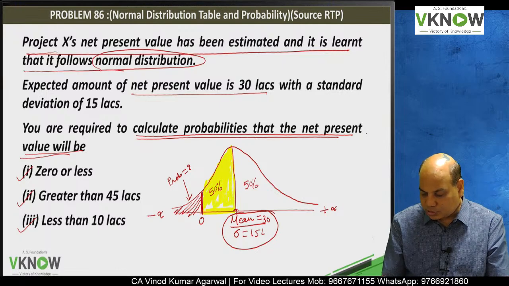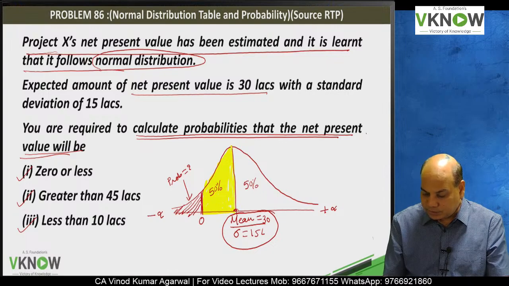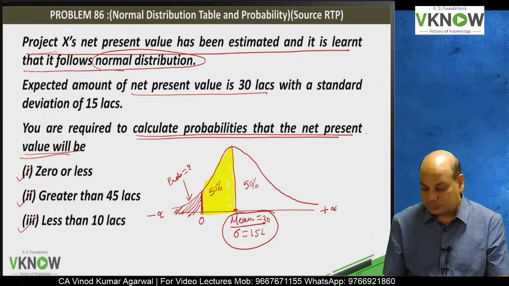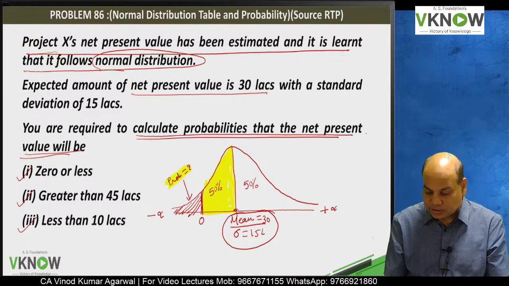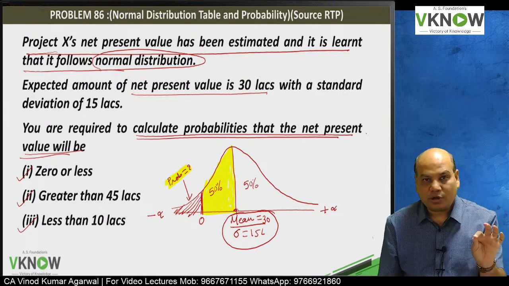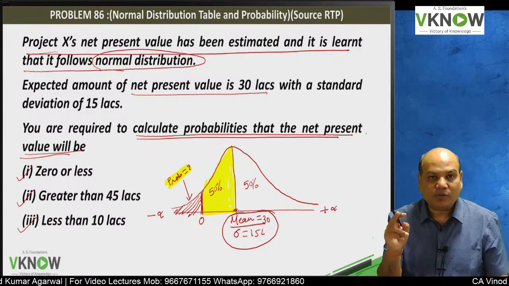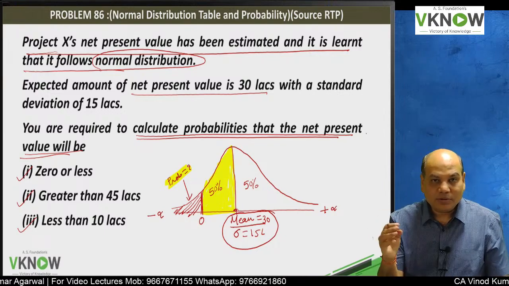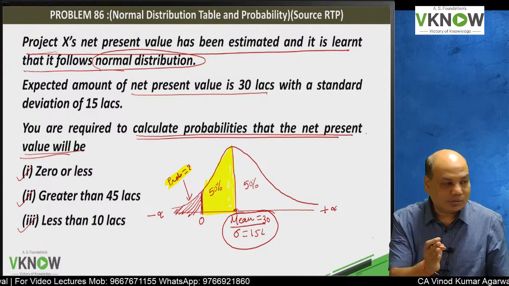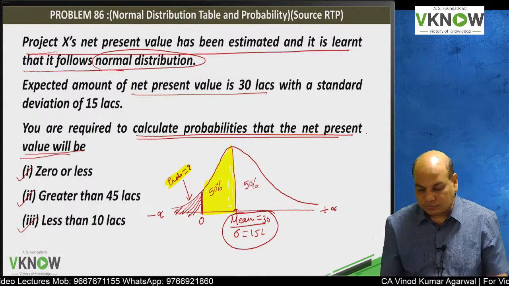The normal distribution table gives the probability of a number between the mean and that number. But I want the probability of this area. We know that the probability of the left side of the mean is 0.5. Remove the probability of the number between 0 and the mean. The balancing figure is the probability less than 0.